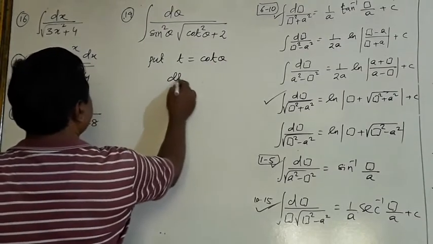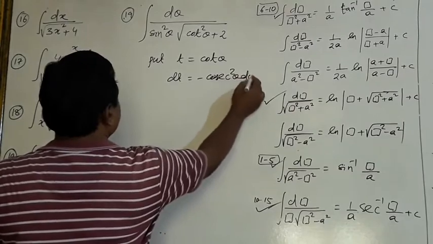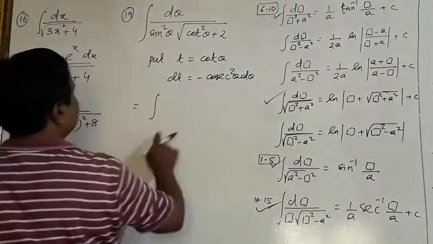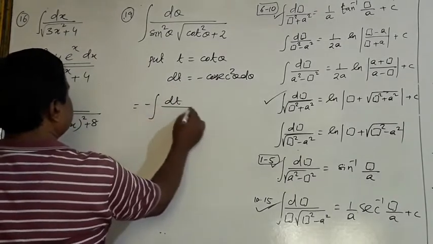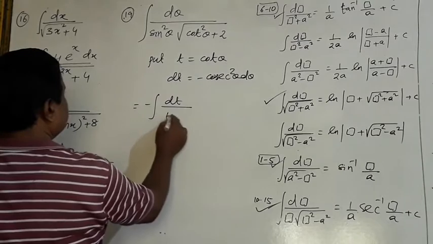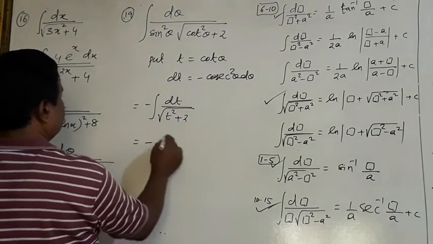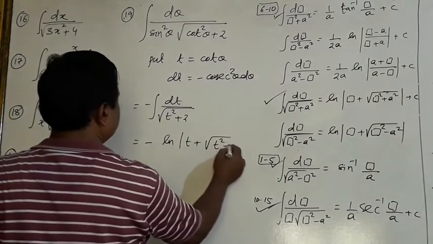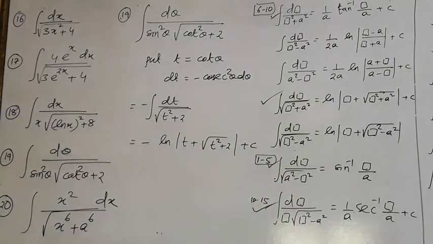Then dt is what? It is minus cosec square theta d theta. It is 1 by sin square theta d theta, meaning cosec square theta d theta is minus dt by what? t square plus 2 root over. It is minus ln t plus t square plus 2 plus c. After putting the value, you can get the answer.